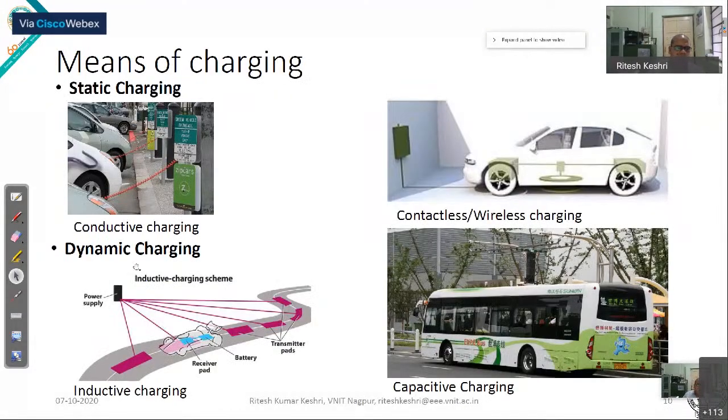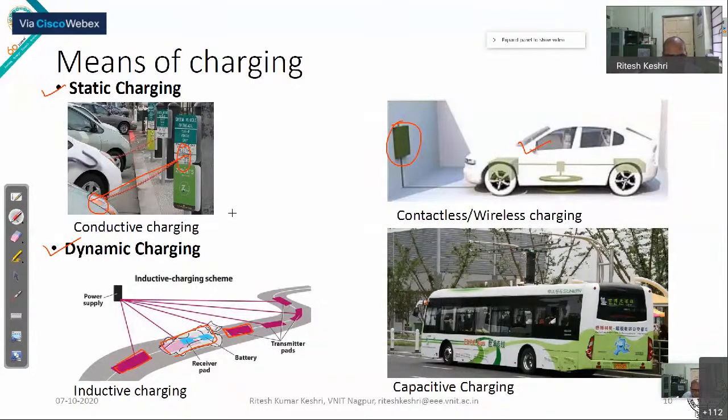Now, types of charging: we can have static charging or dynamic charging. Static charging is where both the vehicle and the charging point are stationary. But in dynamic charging, the vehicle is moving over the coil. Wherever it passes over the coil, it gets charged. So this is the case of dynamic charging.